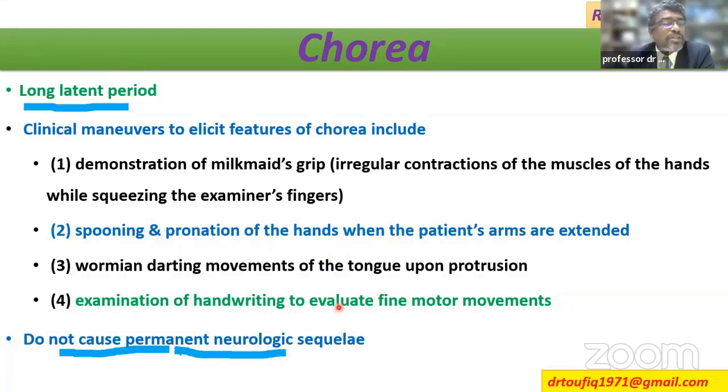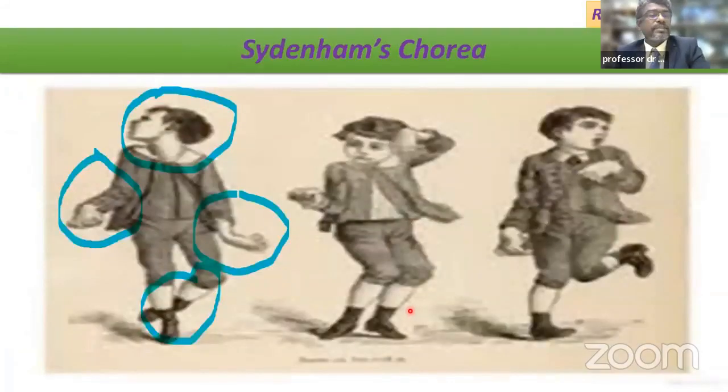The patient does not have permanent neurological sequelae. Complete recovery can be achieved in a patient with Sydenham chorea. And this is the type of dance, St. Vitus dance. Here we see the defined body movements; different types of body movements can occur in a patient with Sydenham chorea.